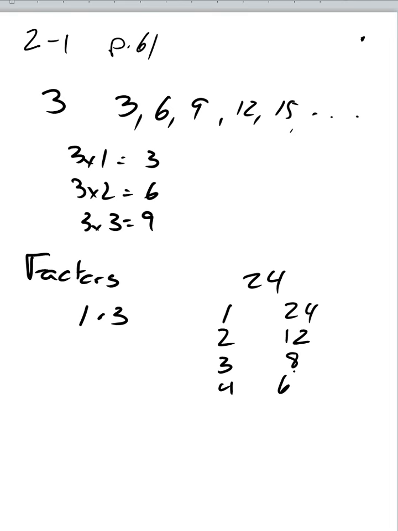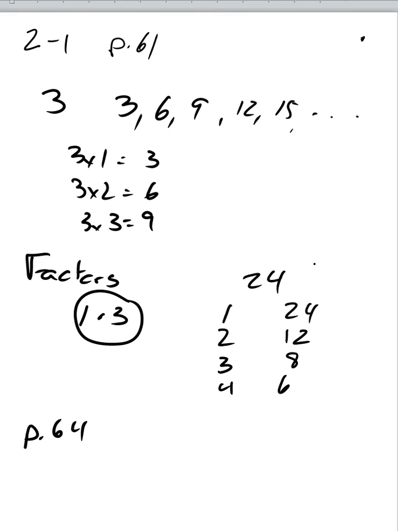Another piece too that this leads into on page 64 is the difference between prime numbers and composite numbers. A prime number is a number that you can only get that number by taking 1 times that number. Okay? For example, as we looked at the number 3 here, 3 is a prime number because the only factors of 3 are 1 and 3.